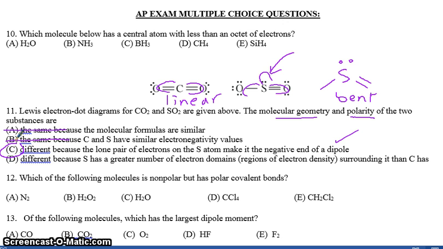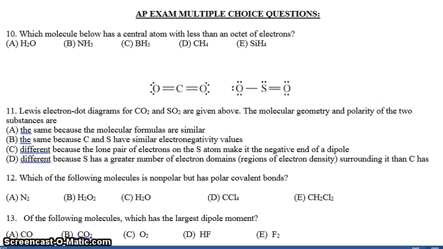This lone pair of electrons makes this side the negative side, which makes the bottom the positive, and that's how you get your dipole. You get 2 poles. You get the negative pole, you get the positive pole to the molecule. Okay? 12 says, which of the following molecules is nonpolar but has polar covalent bonds? Remember, nonpolar means the whole molecule essentially is evenly distributed in terms of its electrons. Now, N2 is nonpolar. In fact, N2 has a structure that shows a triple bond between the nitrogens.